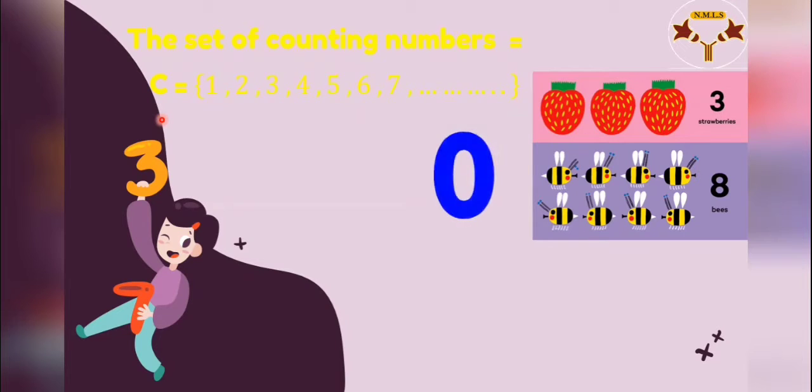What about the 0? If I add the 0 to this set, I will have a new set called the natural numbers, and we denote this set by capital N, and N equals the set of 0, 1, 2, 3 and so on. So the set of counting numbers, if I add the 0 to this set, I will have a new set called natural numbers.